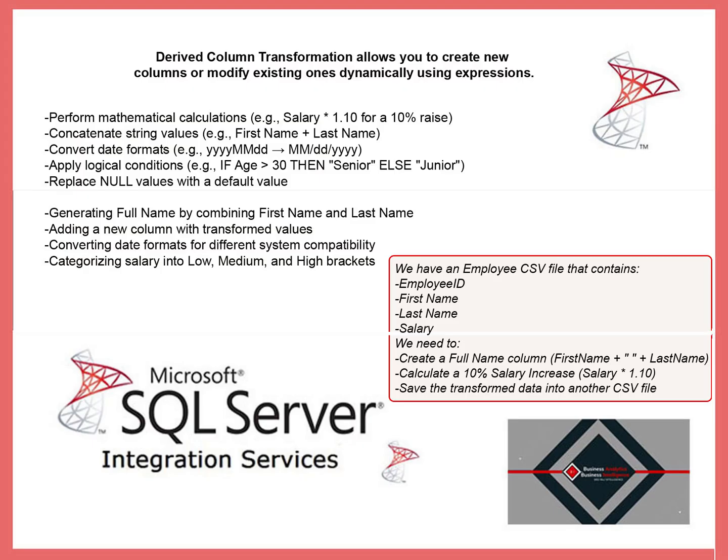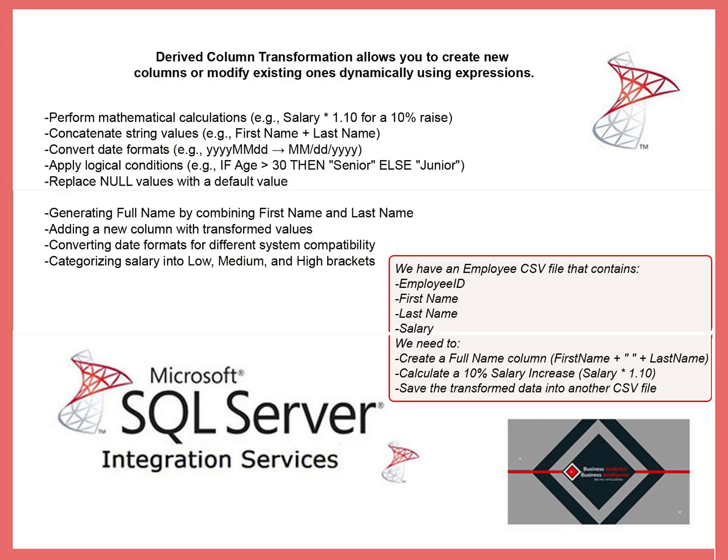So these are common uses of derived column transformation. It can generate a full name by combining first name and last name, which usually happens. You can add a new column with transformed values. You can convert the date formats for different system compatibility. And you can categorize salary into low, medium, and high brackets. Almost a similar example we have discussed.